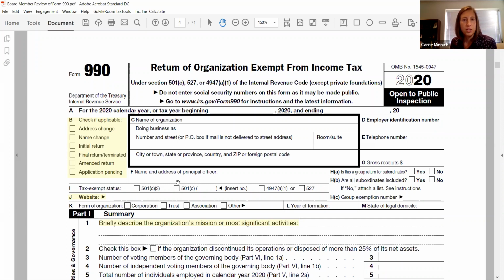Another item to make sure is reported properly is your organization's website. So if your organization has a website, you want to make sure that you correctly list that here. The IRS will look at your organization's website and compare it to what is recorded on your 990. So you want to make sure that those two are comparable so that you don't have something listed on your website that you're not reporting on your 990.